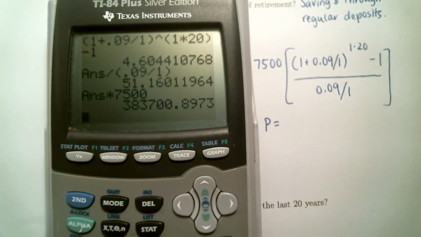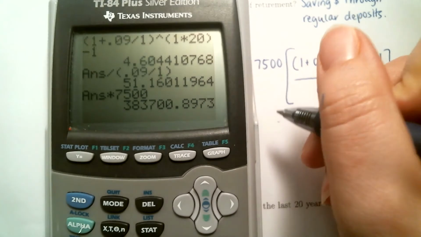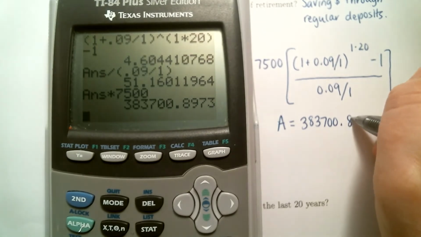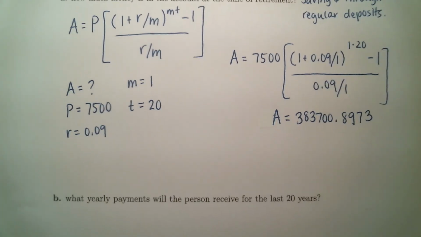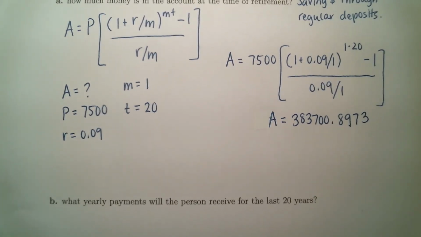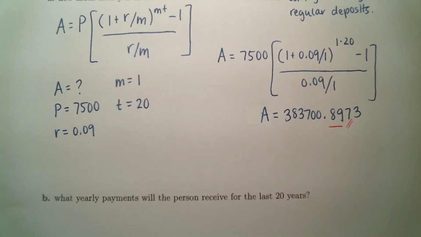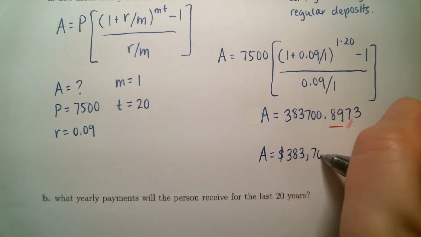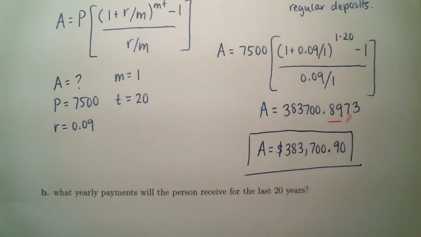I don't know why I just wrote down P, because we're looking for A. But the account balance at the time of retirement is going to be this. Let me write the number down and then we can round. Imagine you get a bank statement. It's going to have dollars and cents, so you need to round to the nearest cent. So we have 89 cents. Look at the number that follows. It's a 7, so you round it up. At the time of retirement, the person has $383,700.90. That is the balance at the time of retirement.